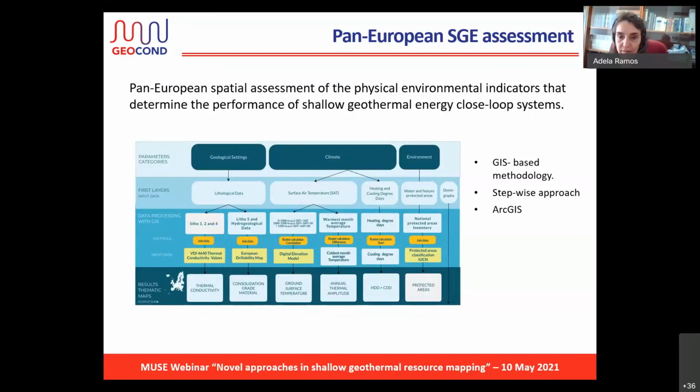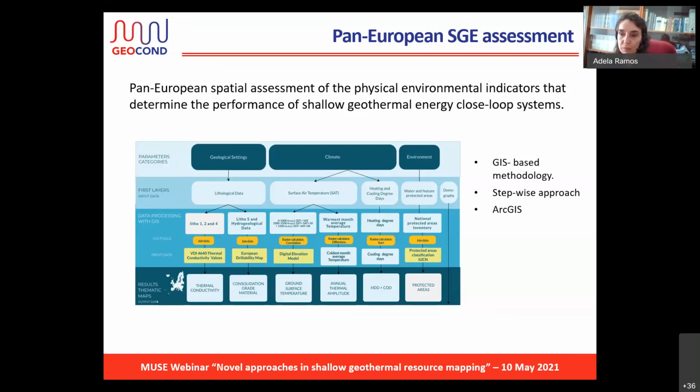So the figure that we can see here shows the GSpace stepwise methodology that was carried out for the creation of the different maps. I don't know if you can see it properly, but I will explain this information in detail. Looking at the first step of the figure, we can see the different indicators that were considered related to the geology, to the climate, and to the environmental protection. In the second row of the figure, we can see the baseline information that was considered for every map.